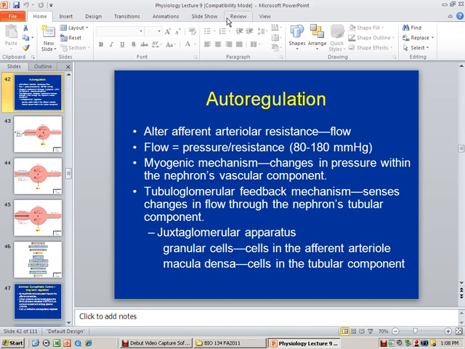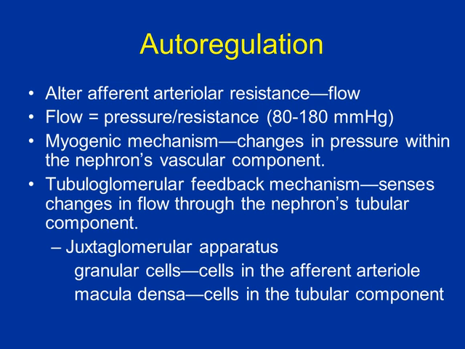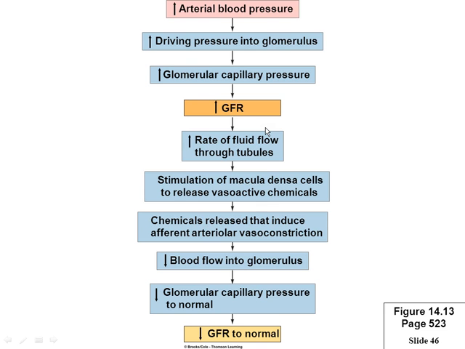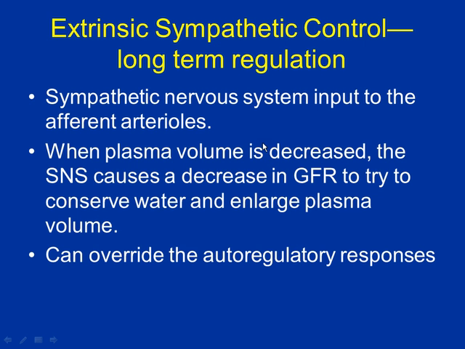So this, I think, was the last thing that we talked about. We talked about regulating the kidney. We talked about autoregulation, which is the kidney regulating itself. We talked about it controlling the afferent, and then we started talking about extrinsic control.